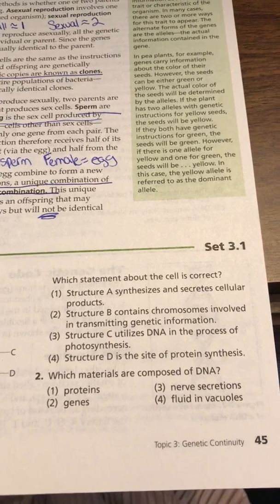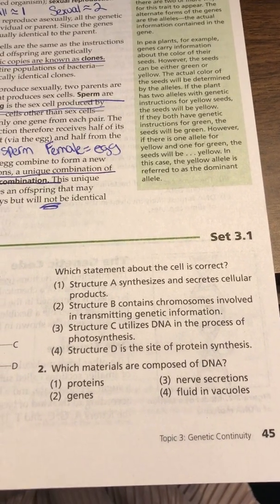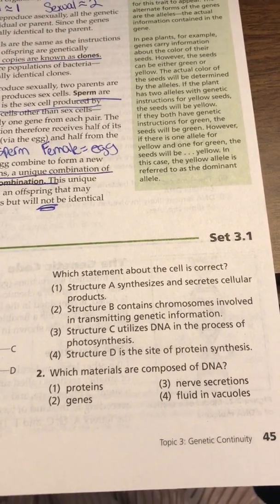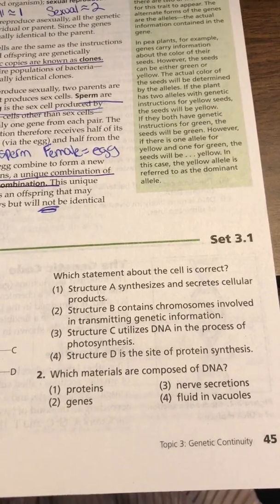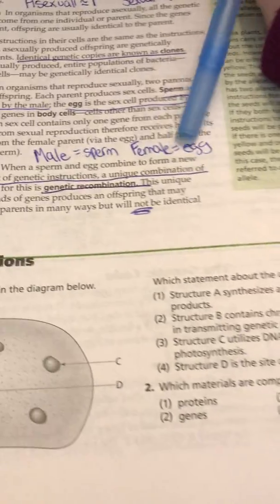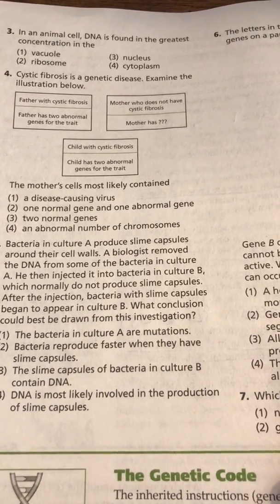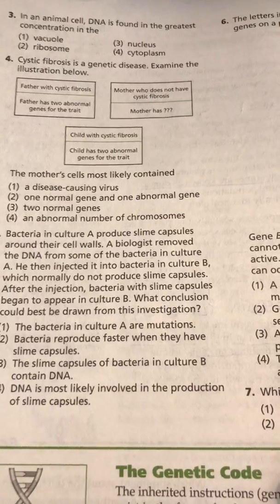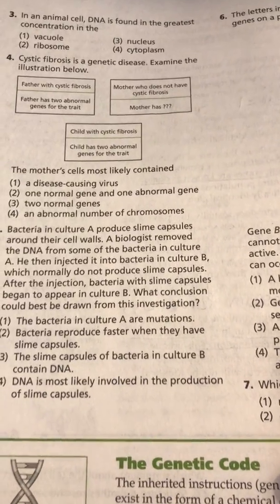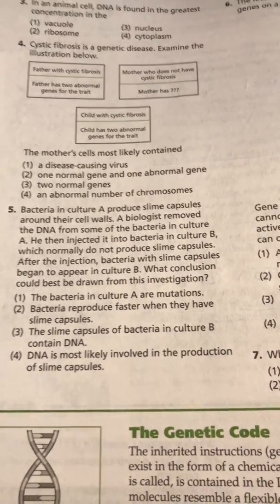Number 2. Which materials are composed of DNA? 1. Proteins, 2. Genes, 3. Nerve secretions, or 4. Fluid in vacuoles. Number 3. In an animal cell, DNA is found in the greatest concentration in the 1. vacuole, 2. ribosome, 3. nucleus, or 4. cytoplasm.